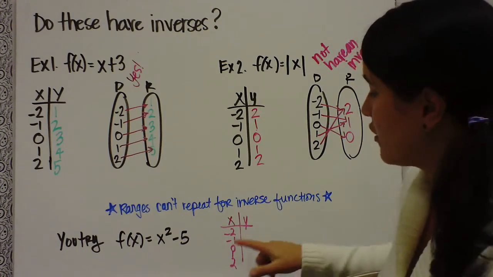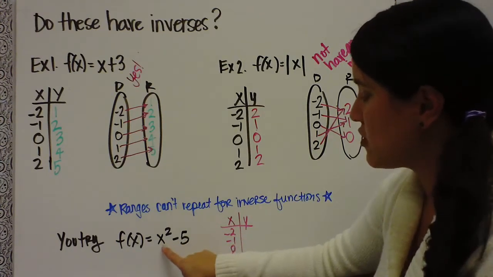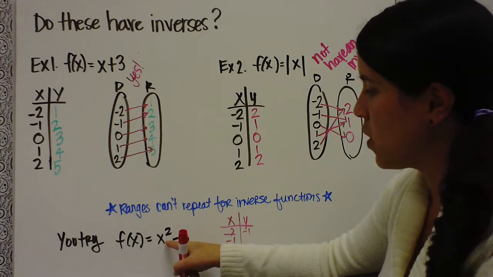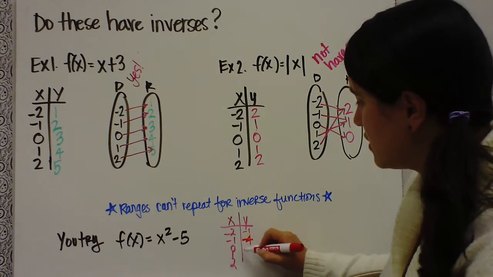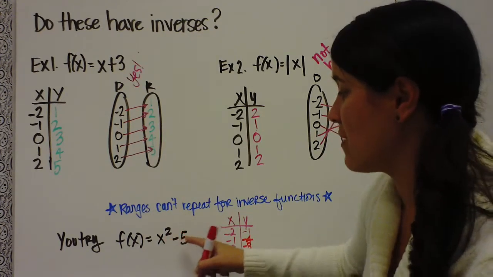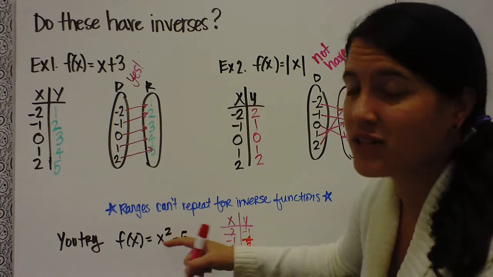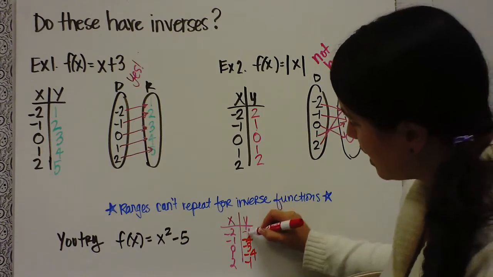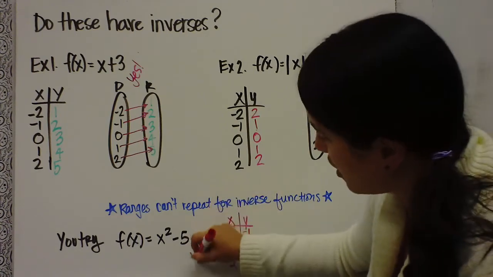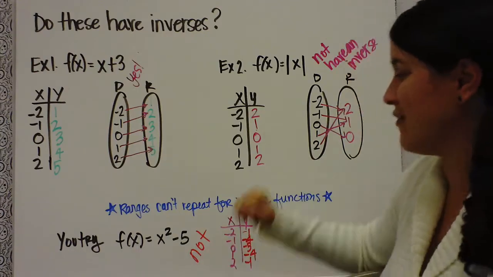So I'm going to make a table of values from negative 2 to positive 2. When I substitute them in, negative 2 squared is 4, minus 5 is negative 1. Negative 1 squared is 1, minus 5 is negative 4. 0 minus 5 is negative 5. So what happens when I try 1? 1 squared is 1, minus 5 is negative 4. 2 squared is 4, minus 5 is negative 1. And you can see that my range values are repeating. I have the same range values, so the answer is no. This does not have an inverse function right now.